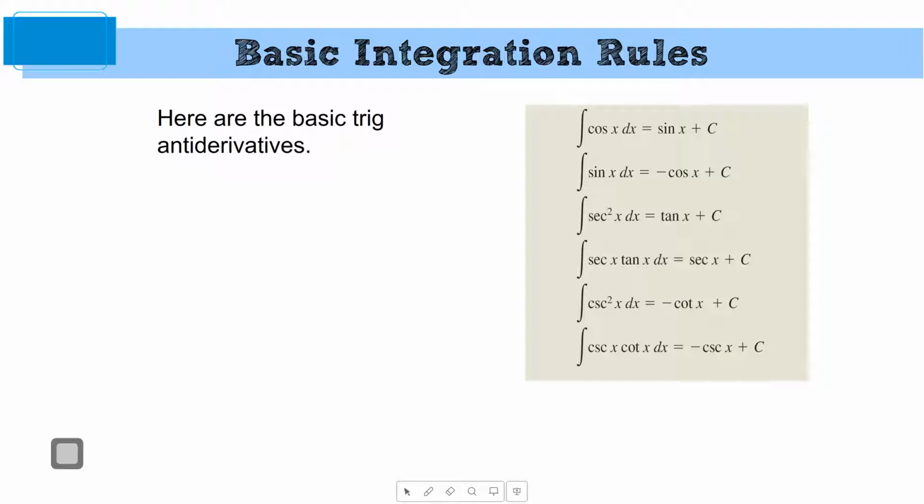Now you might be wondering, what's the antiderivative of secant, just secant by itself? We'll get to those later. We're not ready for that yet. These are pretty flashcard worthy. You've got to know these.